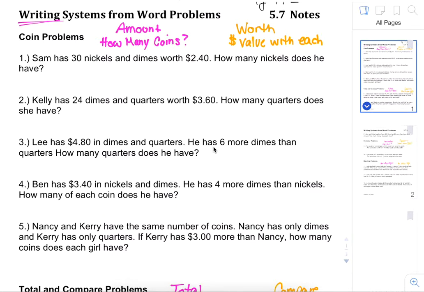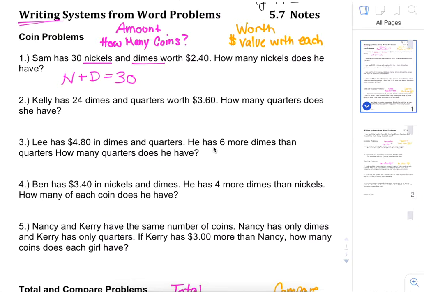Sam has 30 nickels and dimes. That's total, not 30 each, 30 total. So we're going to use N for nickels, D for dimes. The nickels plus the dimes makes 30. Okay? I'm going to jump around just a little bit.